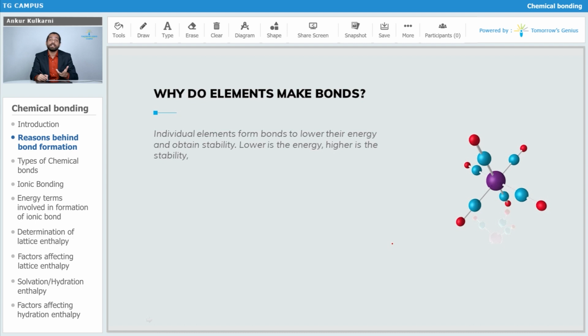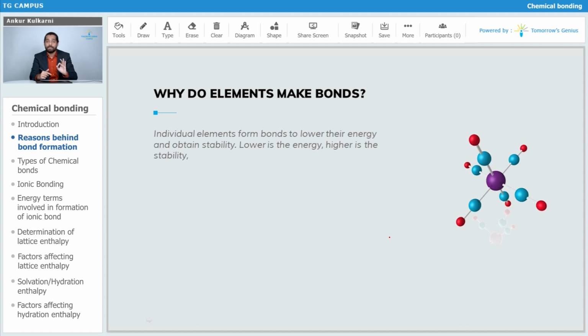And why do elements form a bond? Because they want to become stable. Everything in chemistry revolves around stability. Always remember that. Because the more stable your compound, the more product you'll get, correct? Even let's talk about your life also. You also need stability in life, correct? So you need lower energy in order to be stable, correct or no? So same is the case in chemistry.